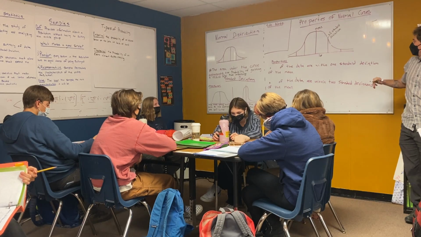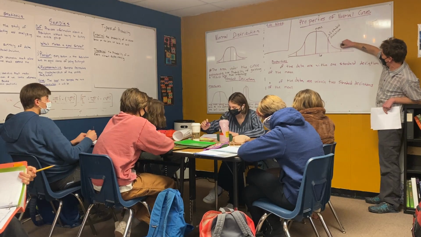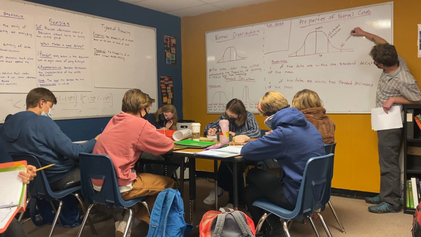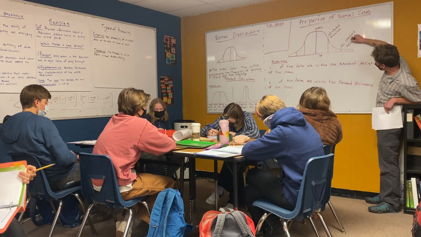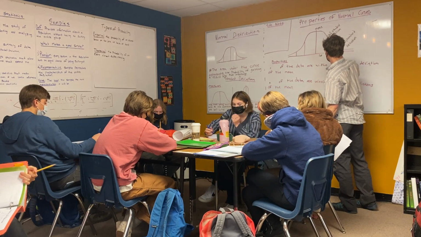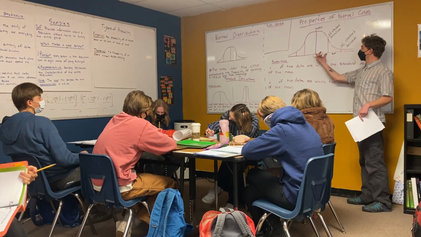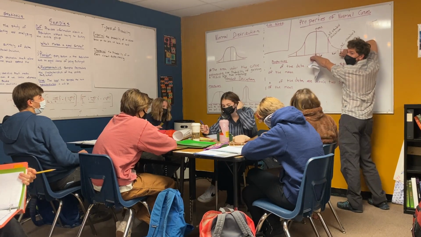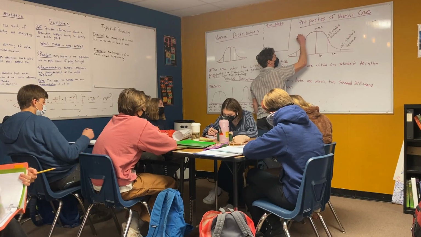And so this line is one standard deviation. This line is two standard deviations away from the mean. And one thing I want to emphasize is a standard deviation is a distance on the bell curve. It's a horizontal distance. So this distance right here is one standard deviation. This distance right here is two standard deviations. Similarly, this is also minus one standard deviation.